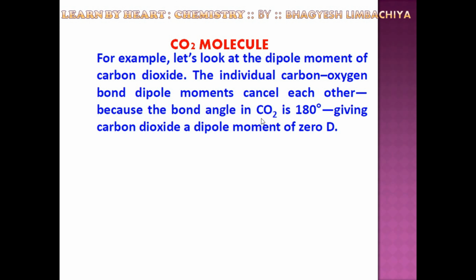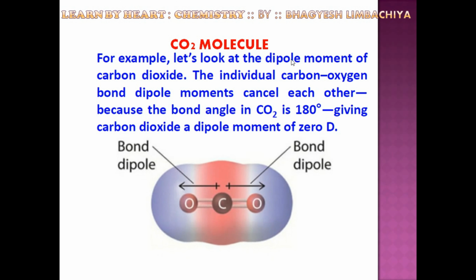The reason for it is that CO2 has a bond angle of 180 degrees. See, that's why both of the bond dipoles are on opposite sides. Here is the opposite side and here is the opposite side. That's why the overall dipole moment is 0.